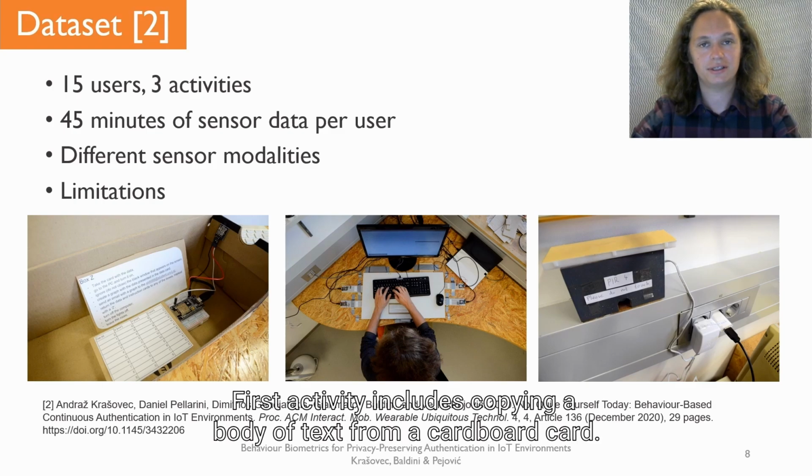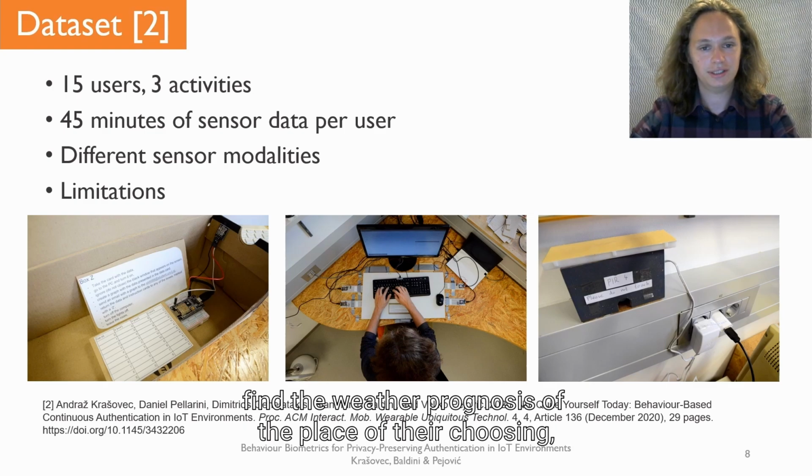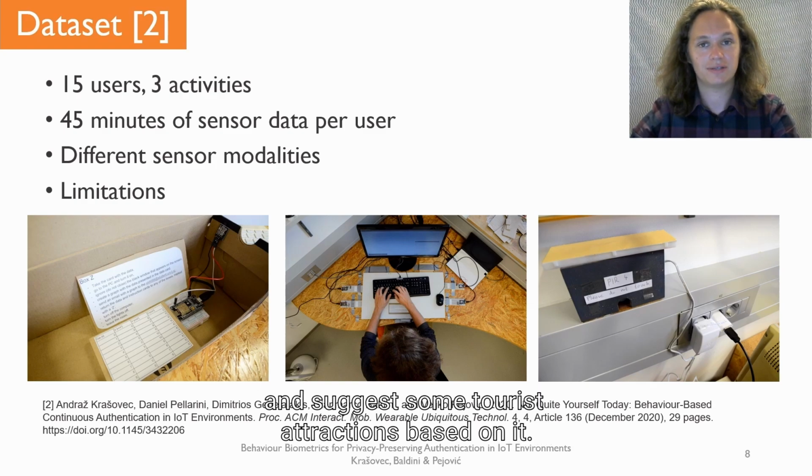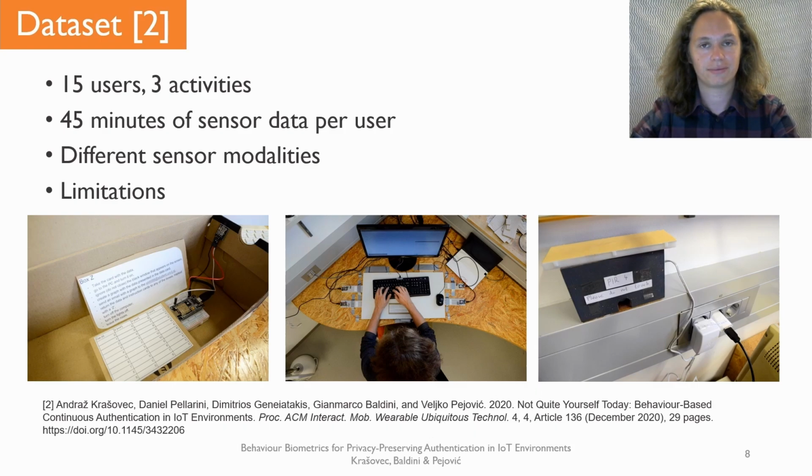The first activity includes copying a body of text from a cardboard card. In the second activity, participants browse the internet in order to find the weather prognosis of the place of their choosing and suggest some tourist attractions based on it. In the end, they have to send an email containing their suggestions.